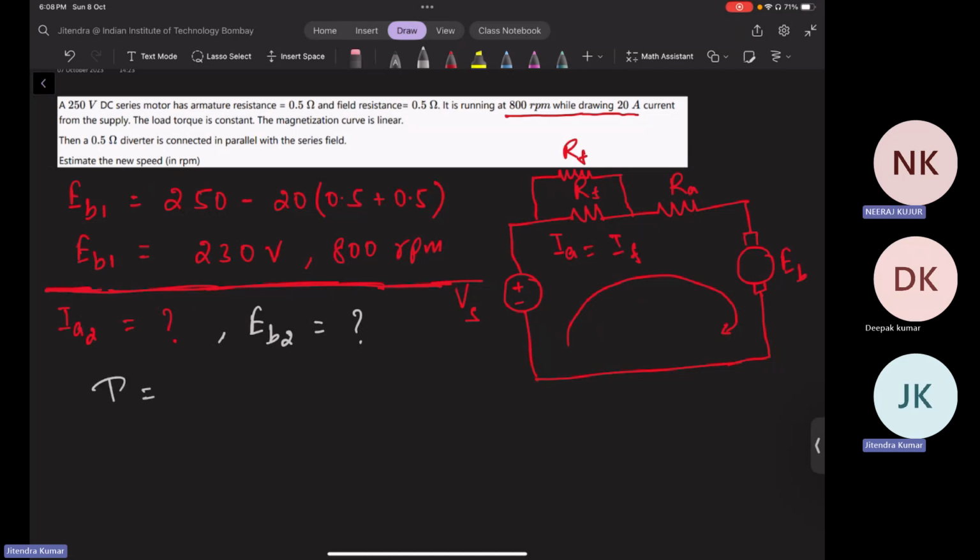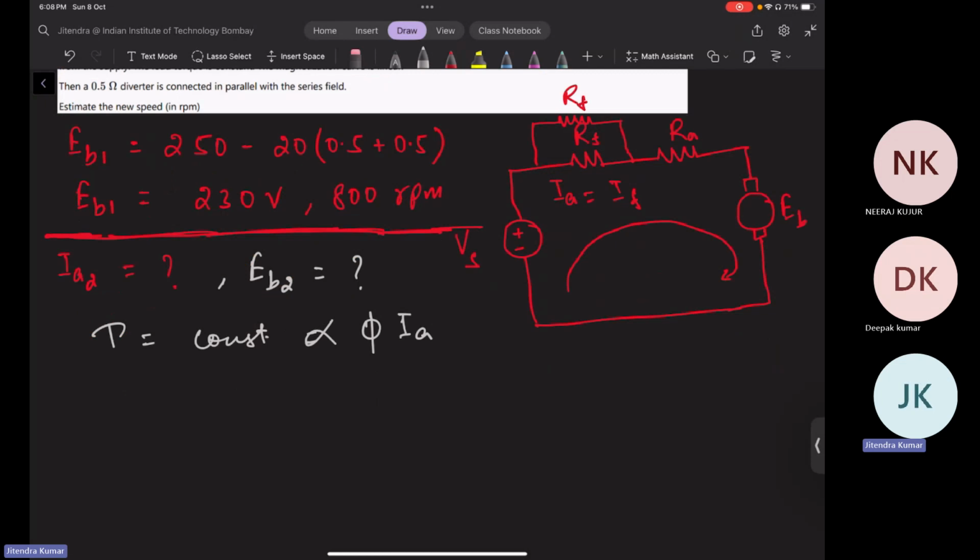Then the product of phi and IA will be constant, sir, in both the cases. Great. But due to applying the diverter, field is getting reduced by some fraction. By the same fraction, IA should increase for the second case, sir. Yes, exactly. So what will we do? We will equate phi 1 into IA1 is equal to phi 2 into IA2.